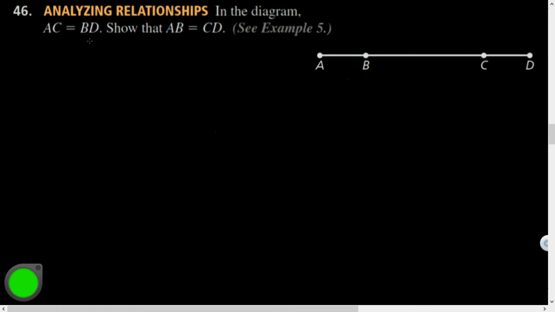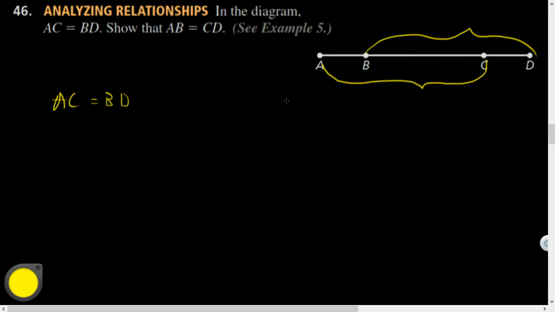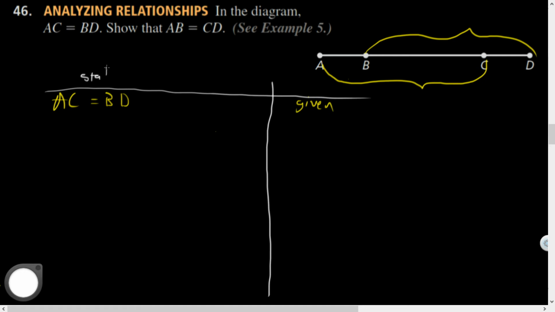So let's see. In the diagram, AC is equal to BD. So that's El Grande length. Right? Those are congruent. Show that AB is equal to CD. So let's see how quickly I can do this. AC equals BD. That's given. What we'll see today are called 2-column proofs, where I put my statements on one side and my reasons on the other. Statement and reason.